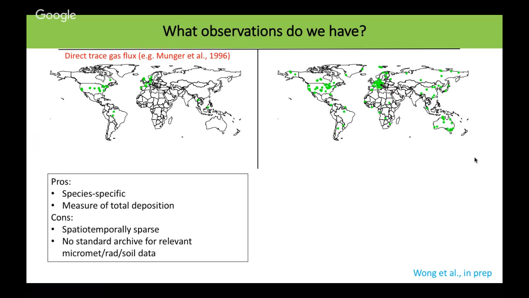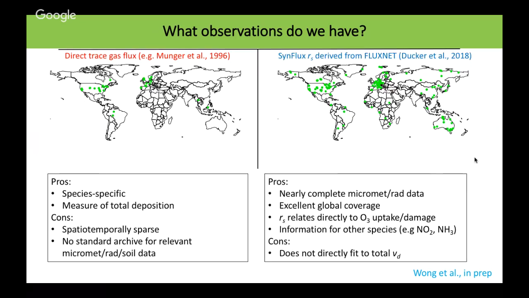Whereas we also have recently, thanks to Jason Ducker and Christopher Holmes, the ability to derive the stomatal resistance using the Penman-Monteith equation from the global network of water vapor flux measurements called FLUXNET. I'm sure many of you are completely familiar with it. So it has complete micrometeorological data and radiation data coming with it from FLUXNET, which is the input of the dry deposition modules. And it has excellent global coverage compared to direct trace gas flux measurement.